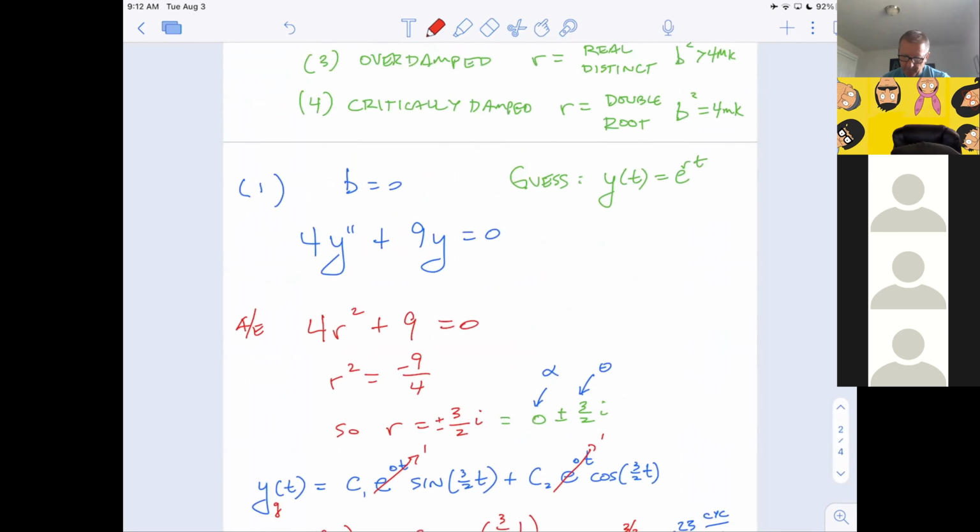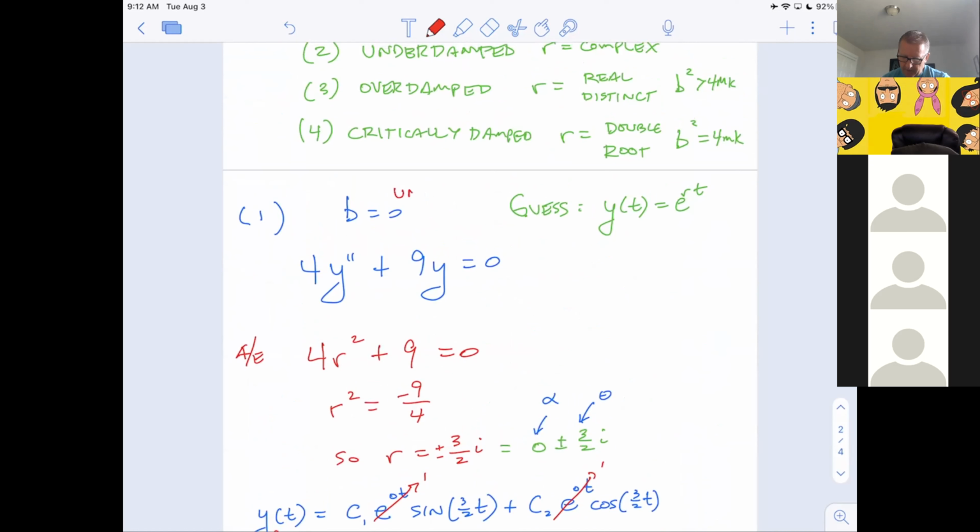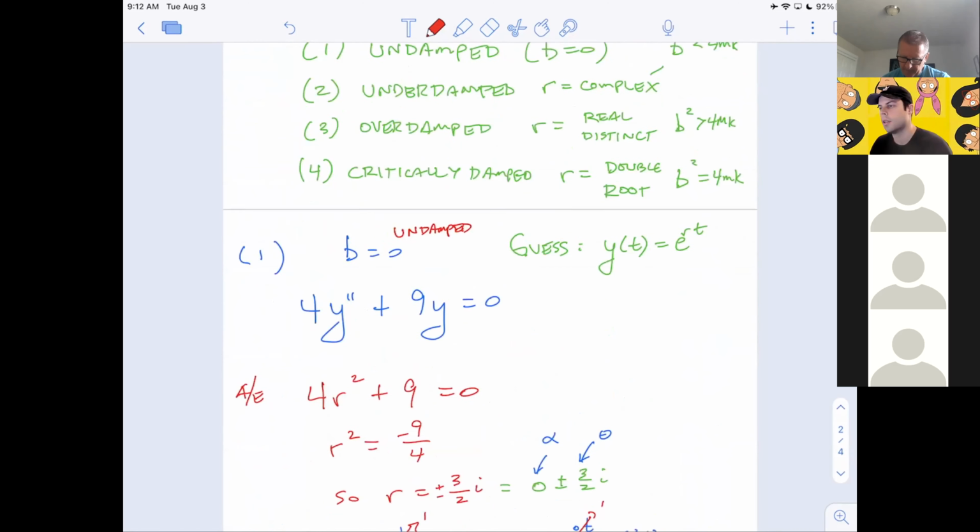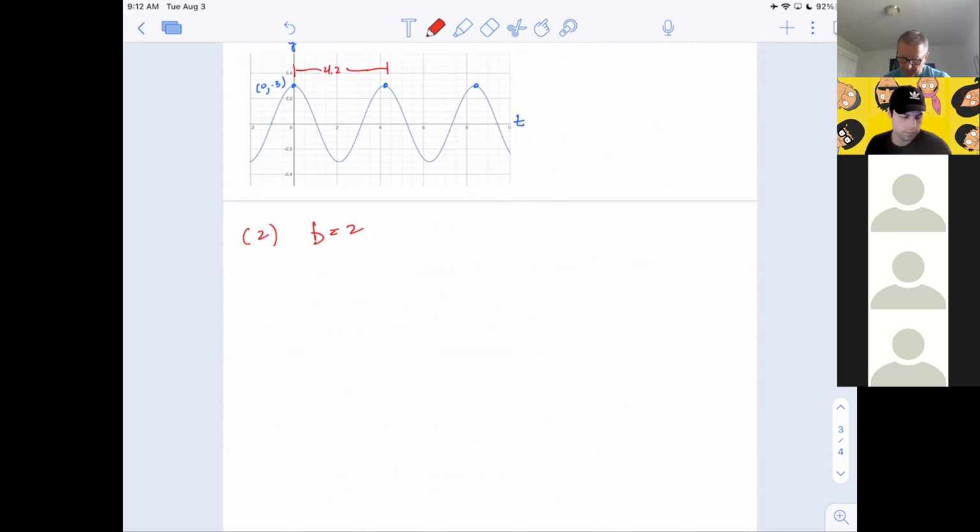And just as a reminder, I'm going to go back and write in, this was undamped. What was our second case? It was underdamped. Okay, so this apparently is underdamped. I'm warning you ahead of time, underdamped. And of course, we don't know exactly what that means. Everything else stayed the same.